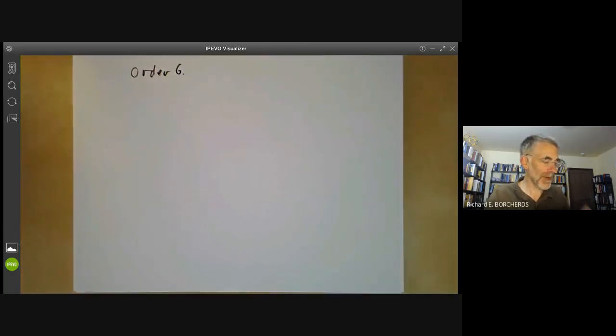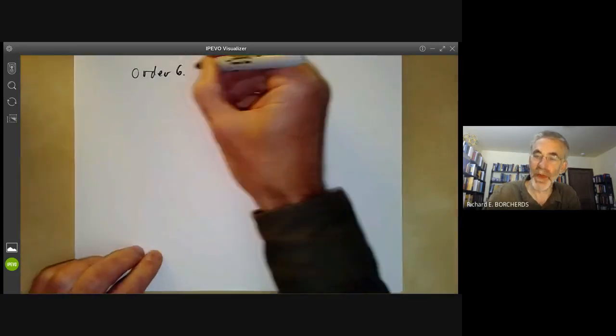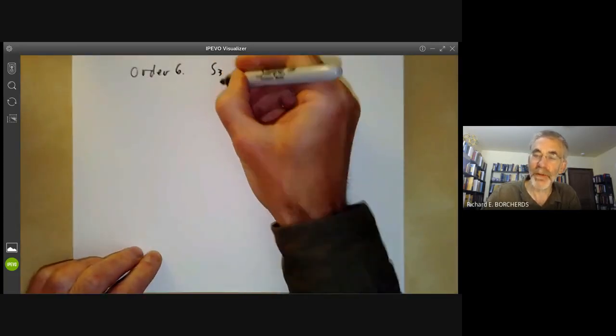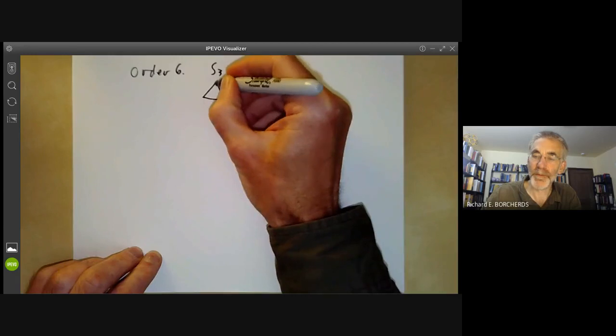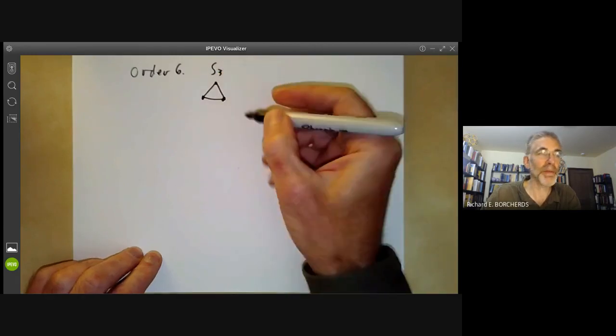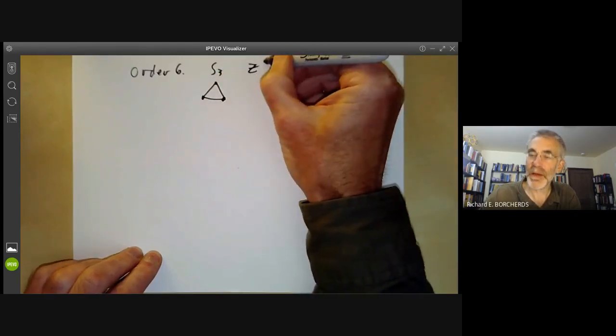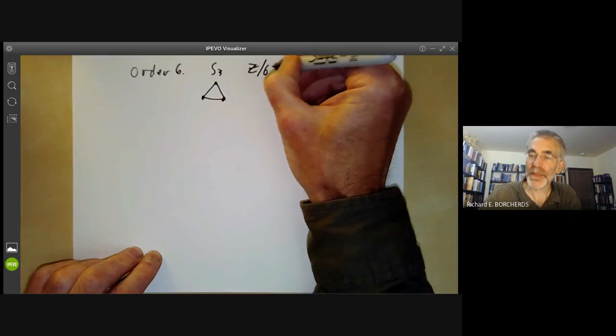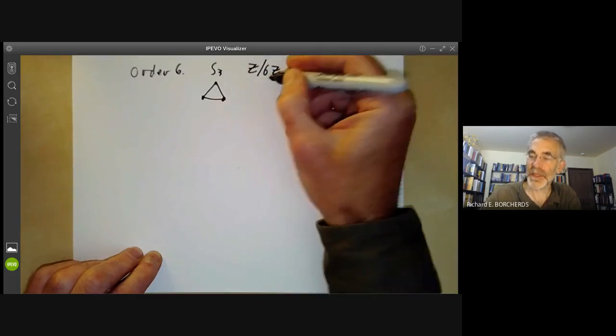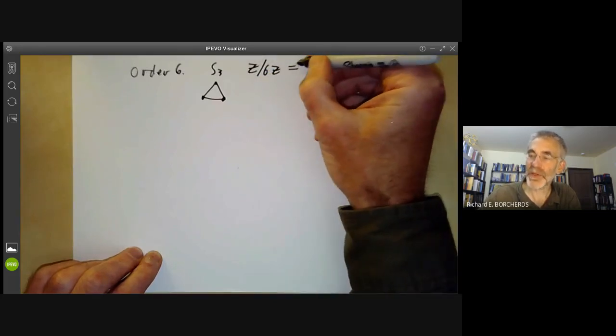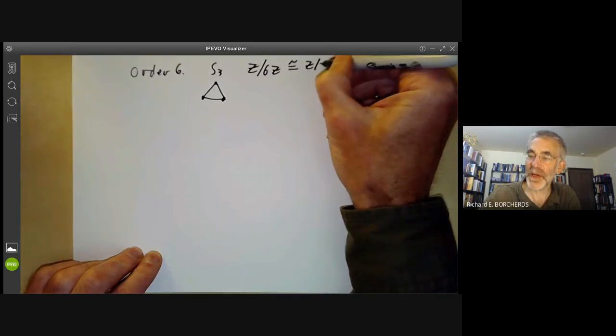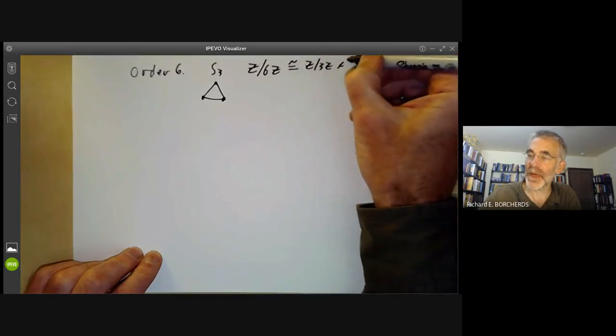So you remember we have found two examples of groups of order 6. We've found the group S3 of all symmetries of a triangle, and we found the group Z modulo 6Z, the cyclic group of order 6. And we remember we saw this is actually isomorphic to Z over 3Z times Z over 2Z.